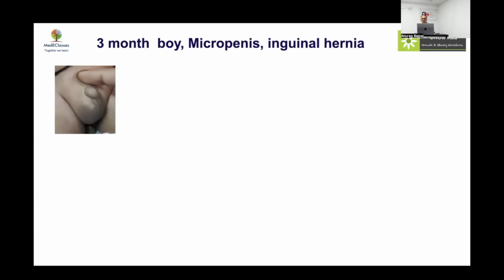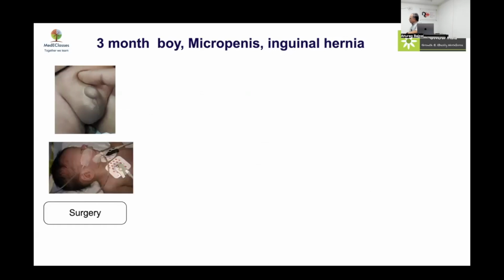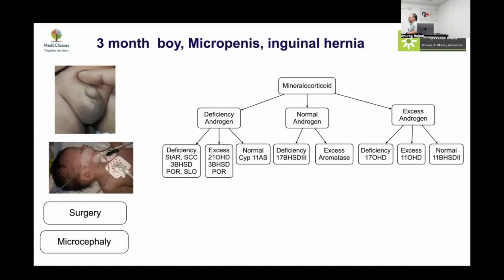Dr. Alapan, we have a 3-month-old boy with micropenis and inguinal hernia. Advice for surgery, and this is the clinical picture. There is also microcephaly and there are other features. So now what do we see in the reports? How do you use this algorithm to get the diagnosis? We'll look into that. There is hyponatremia and hyperkalemia.